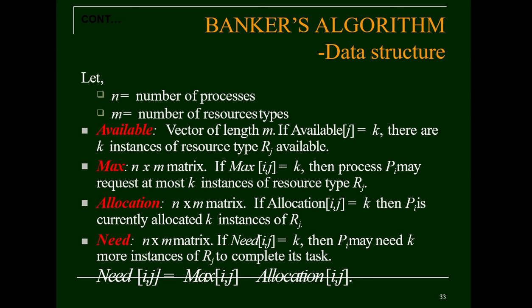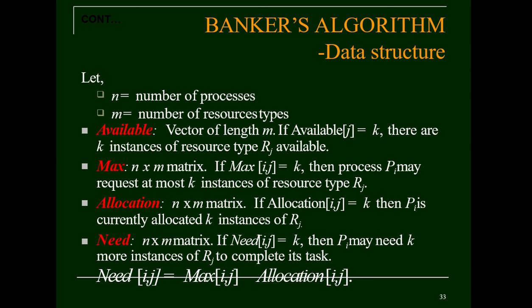Allocation is also represented in matrix form, n by m, that is the number of processes by the number of resource types. If Allocation[i][j] equals k, that means Pi is currently allocated k instances of Rj. And the last one is Need. It is also an n by m matrix. If Need[i][j] equals k, it means that the process Pi may need k more instances of Rj to complete its task.